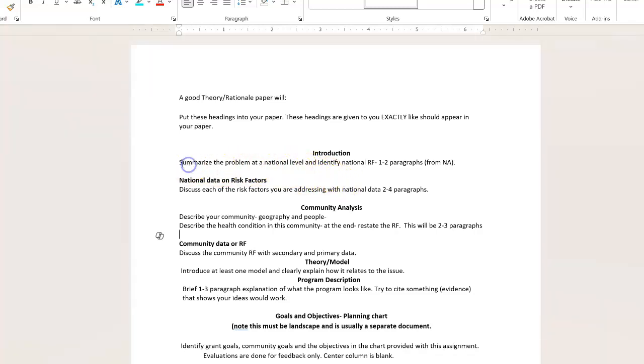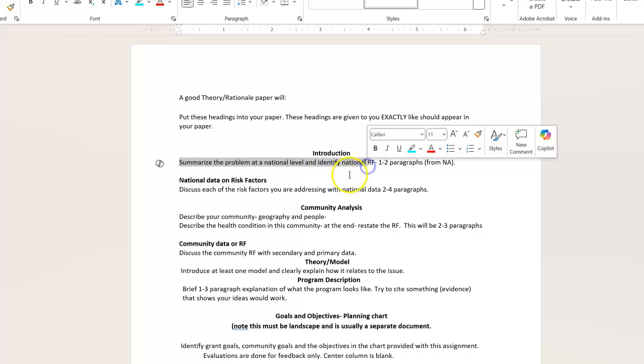So the introduction is going to summarize the problem at a national level. And this should come from your needs assessment paper. And if you did it correctly, it could be in your community analysis paper. You are describing the condition or disease that you are covering at the national level with national data. You must have data. You will then identify the risk factors. The very last sentence should be the risk factors in this program are, and you list the risk factors.